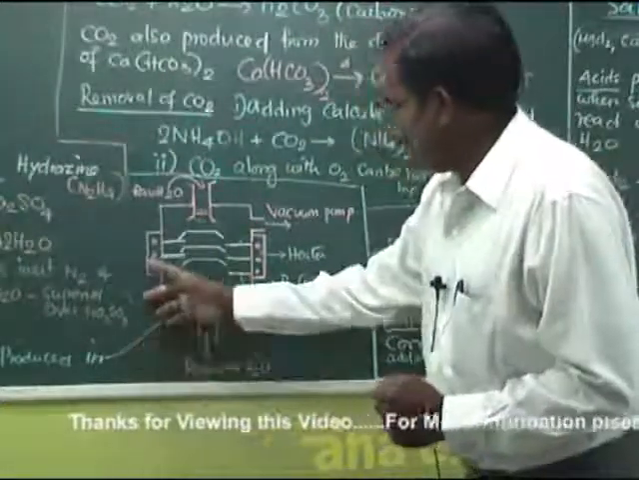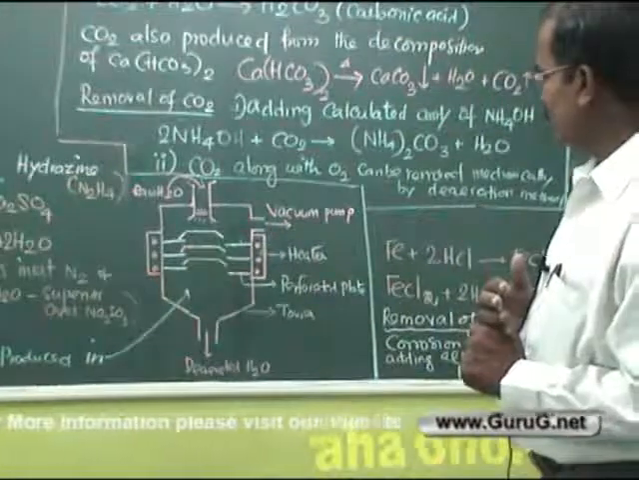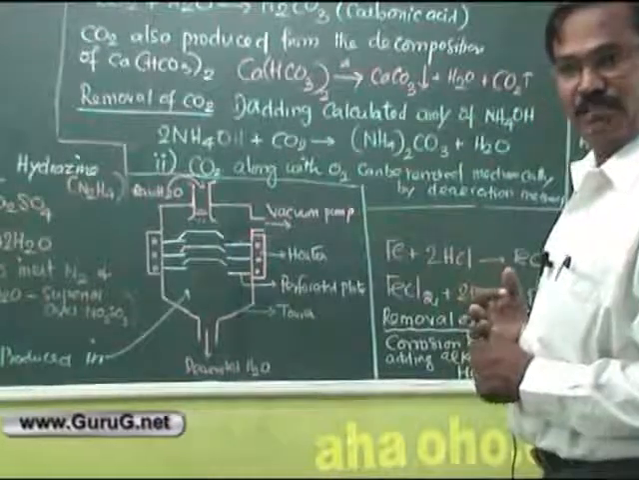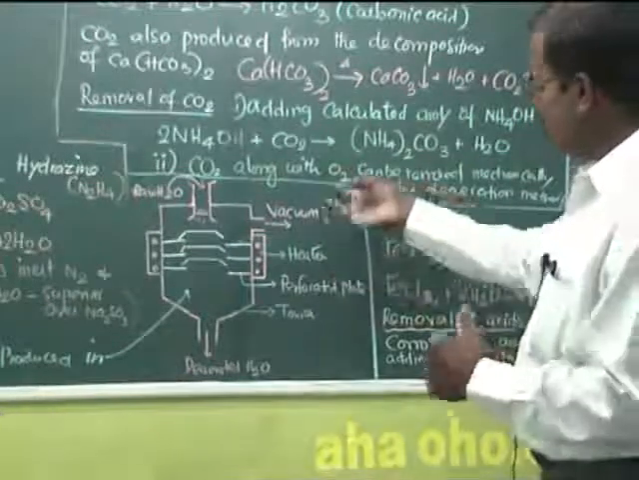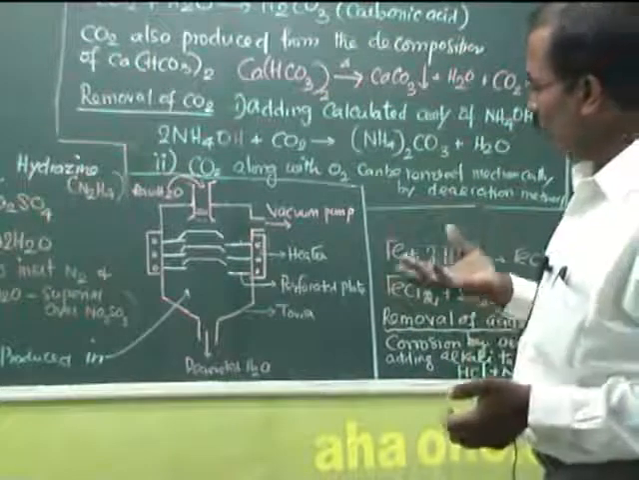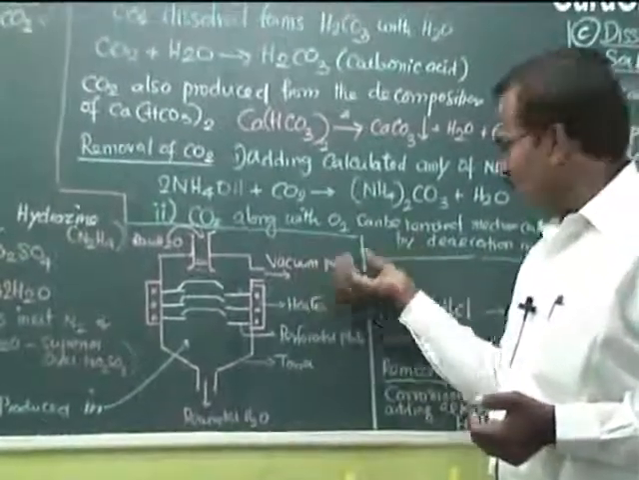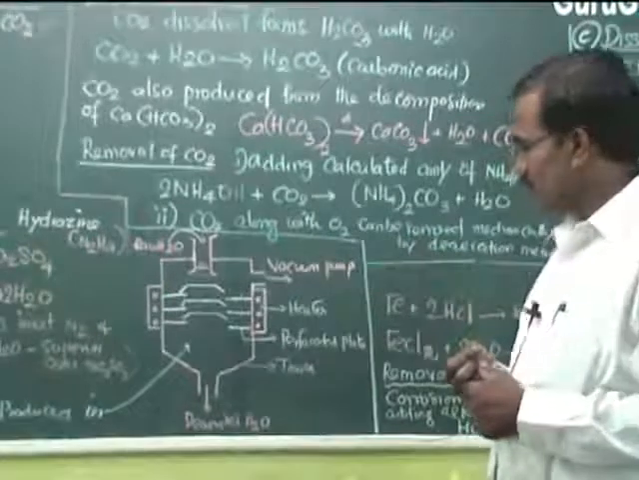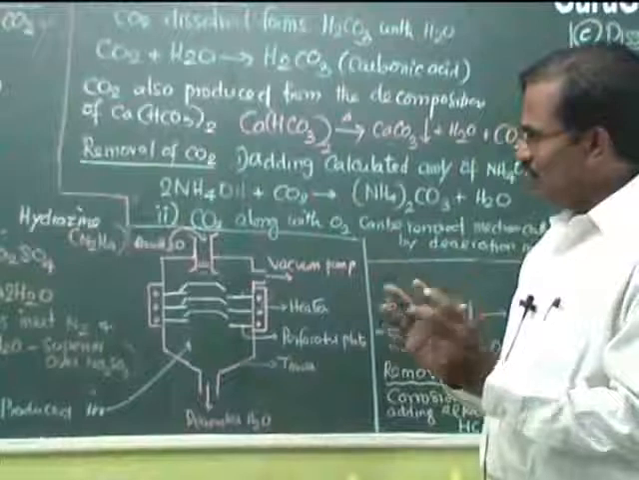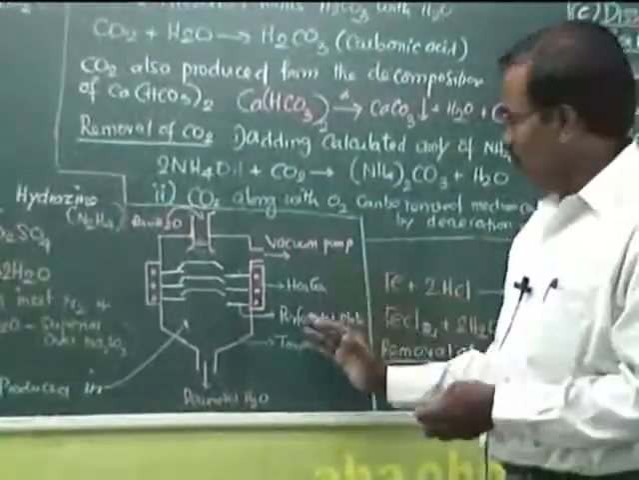When this is heated using this heater, simultaneously the pressure is reduced. Inside, the pressure is reduced because we have attached the vacuum pump. So at high temperature and low pressure, the dissolved oxygen is removed by the vacuum pump, and the water we are getting is free from oxygen. So very easily, without adding any chemical, we are achieving deaeration.